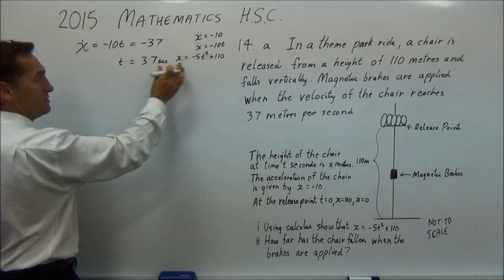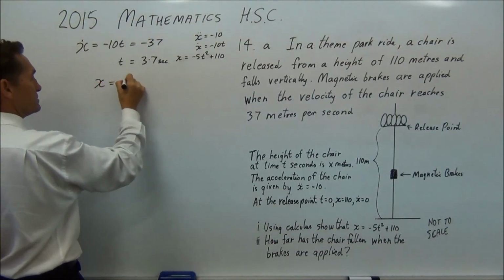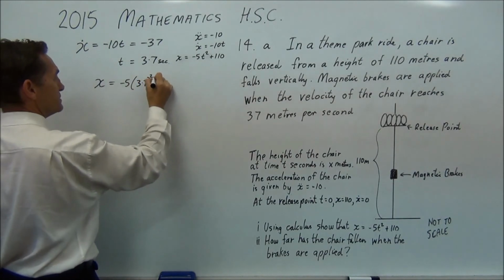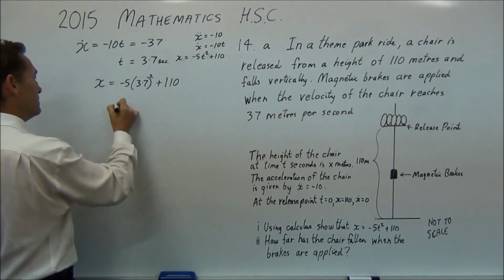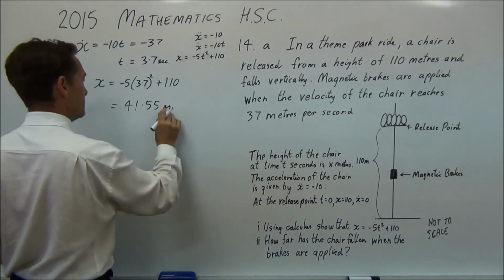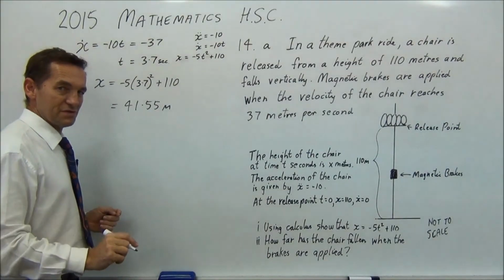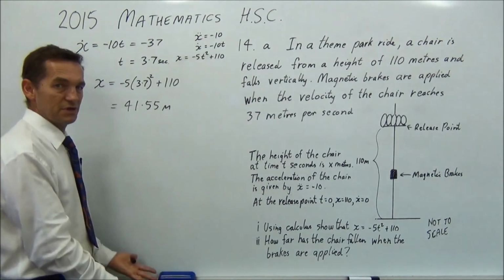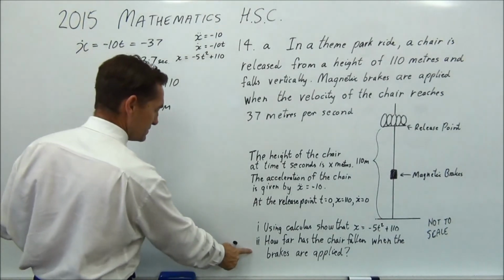We're going to put that into your displacement. So you get x equals minus 5 multiplied by 3.7 squared plus 110. Punch that in your calculator and you get 41.55 metres. Now you'd think, great, I've done it. I figured out the question. But you haven't, okay? Because this is the displacement from the ground, okay? And that's the trick. That's why I said there's a trick in this.